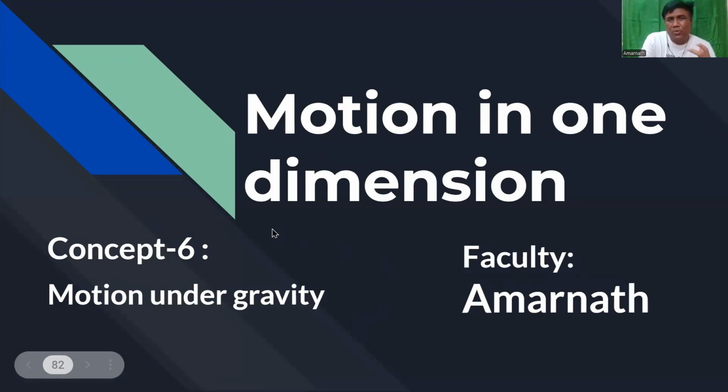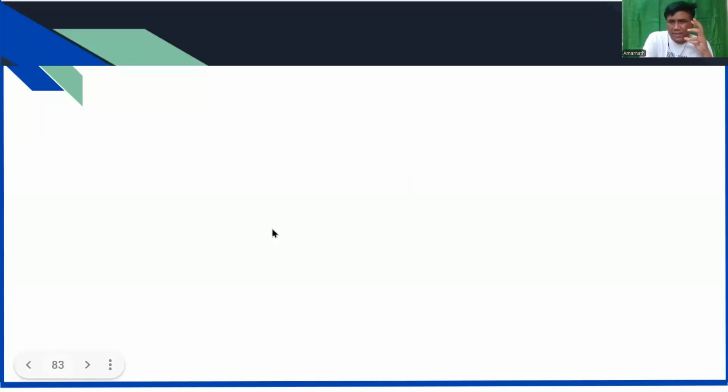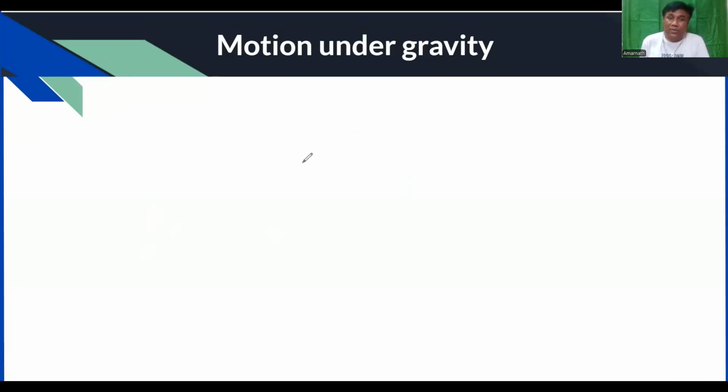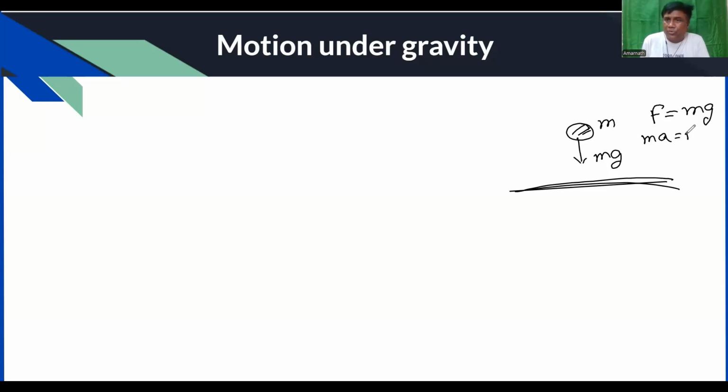So, in motion under gravity, what we know is that the acceleration due to gravity is always constant, which is equal to 10, okay? Say this is the earth. If an object is released nearby the surface of earth, remember, nearby the surface of earth, it experiences a force mg only. So F equal to mg, and F equal to ma also, so m gets cancelled, so acceleration is nothing but g.